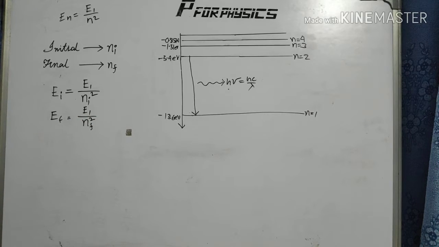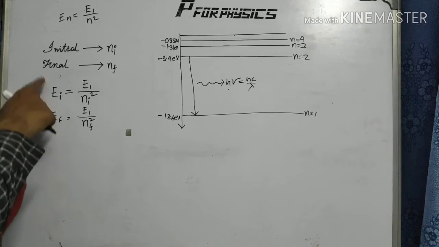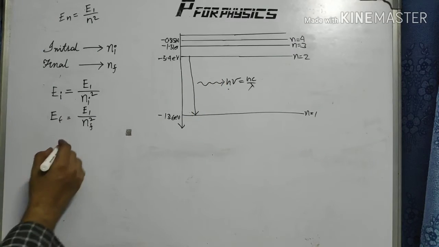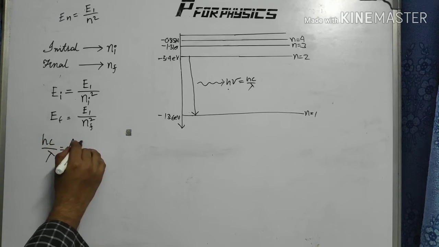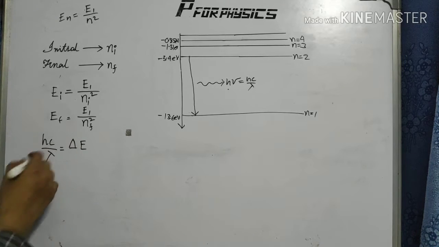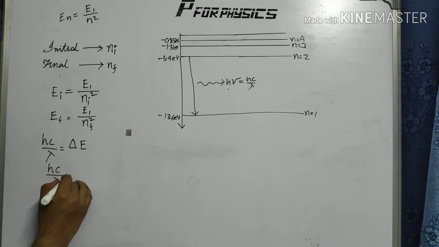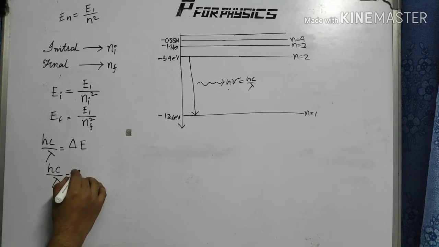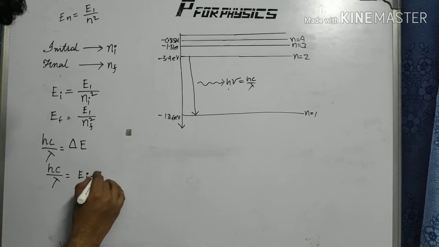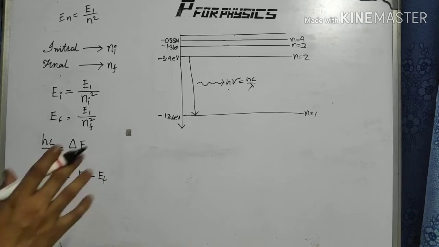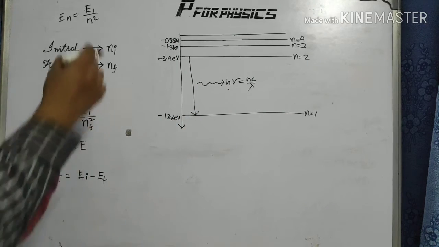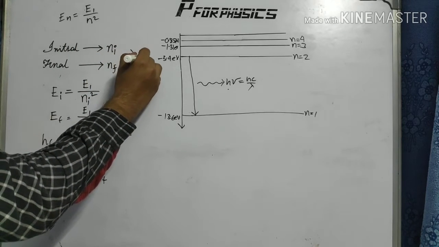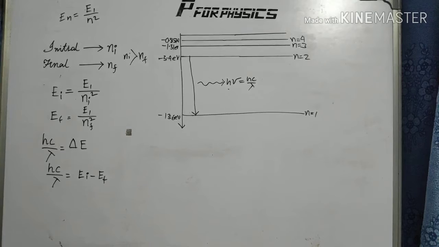Okay, so now the basic idea is the energy gap is equal to hc by lambda. So let's do it. Del E or hc by lambda equals del E. Now let's put the values here. It will be EI minus EF. Remember this carefully, that the electron always jumps from higher state to lower state. So EI will always be greater than EF, and in the same way ni will always be greater than nf, higher state to lower state.